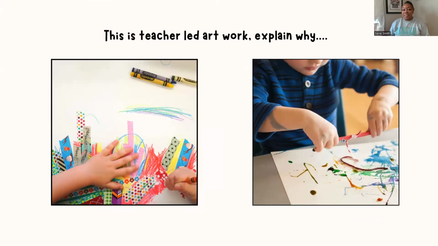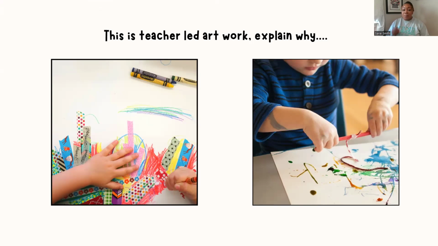Now let's look at this one. Is this teacher led artwork? Let's explain. So, the first one I see blue, I see red, I see yellow, I see patterns, I see scribble markings, curves, and lines. This leads me to believe this child is creating this artwork, right? This masterpiece. Can I tell what it is? Absolutely not. Is it beautiful? Absolutely. That is child led artwork.